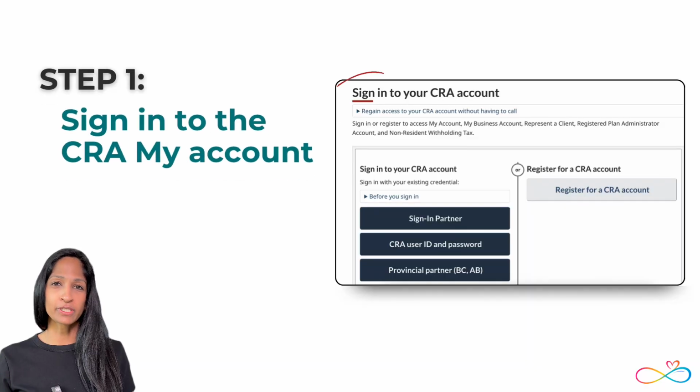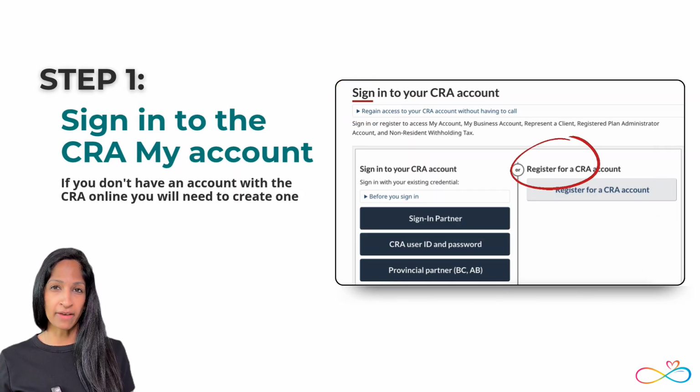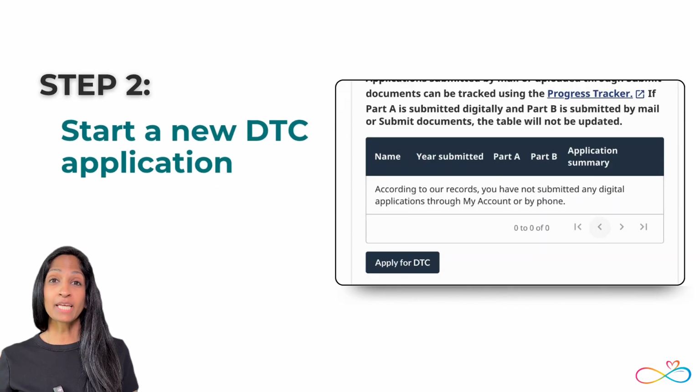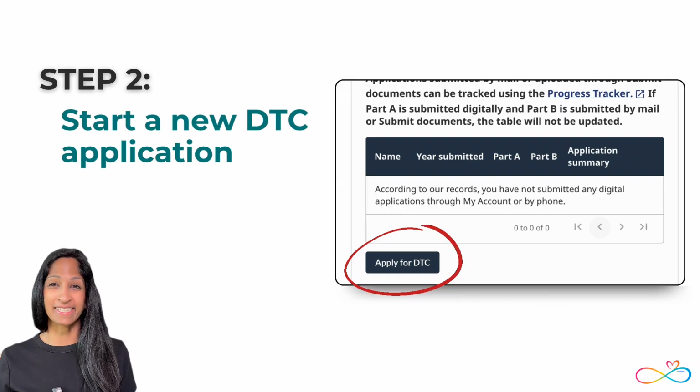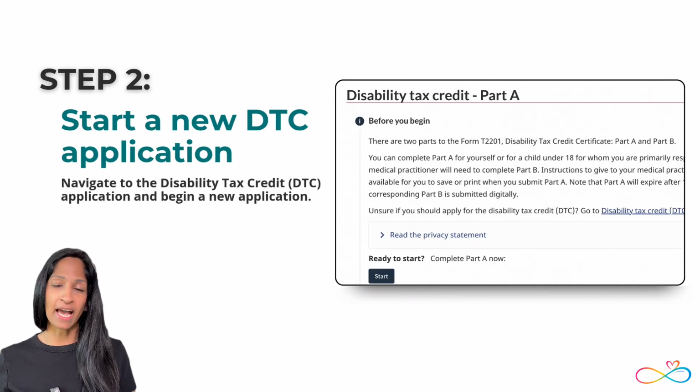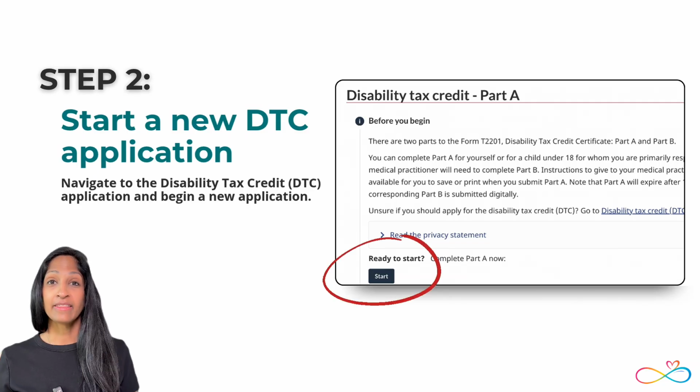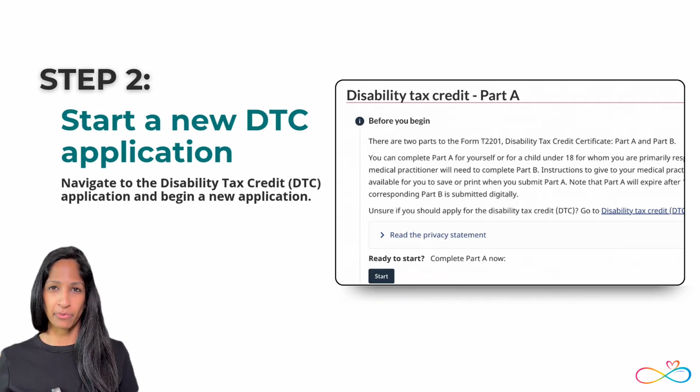Step number 1 is you sign in to the CRA My Account. If you don't have an account with the CRA online, you will need to create one before you even start the process. Step number 2, once you log into the CRA My Account, you have to navigate to the Disability Tax Credit application form, and you need to start a new application. This is where you begin the online process.